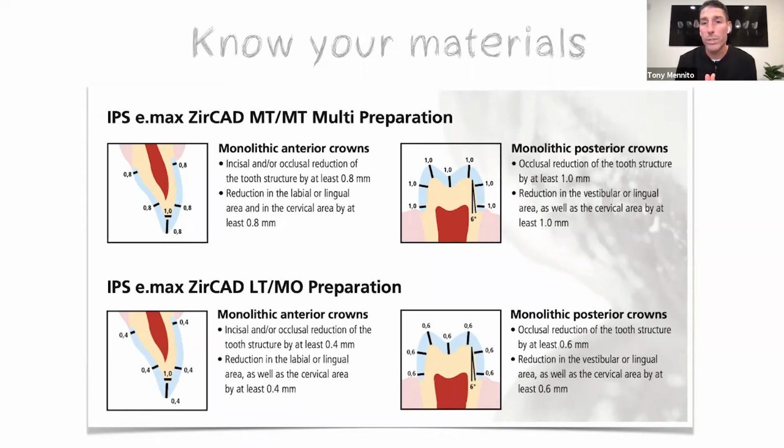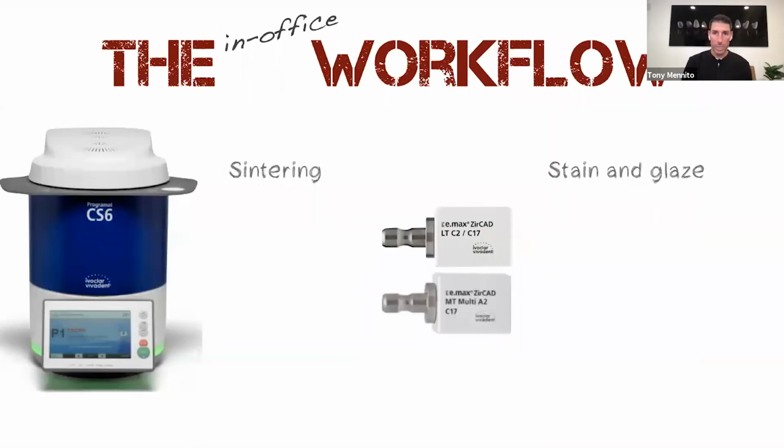ZirCAD LT is kind of their basic 3Y zirconia, and this is the one when you're doing a second molar on a patient who bruxes, this is the material you're going to mill out. So you can see that you only need 0.6 of a millimeter of ceramic thickness for that. So really important to know which material is which.